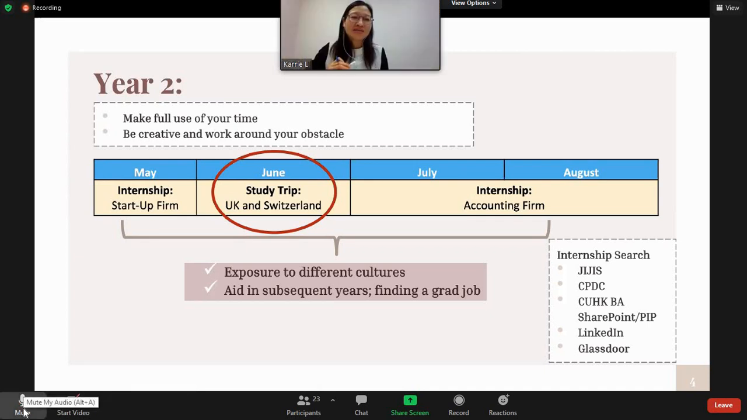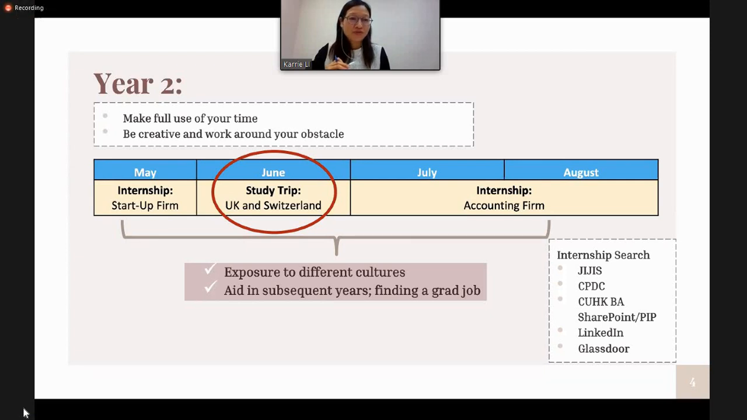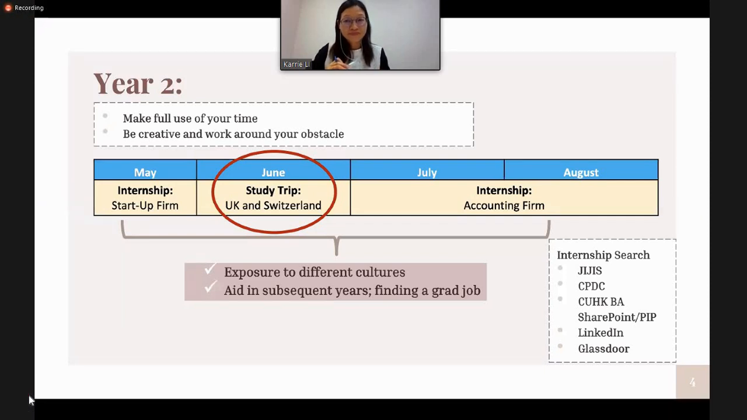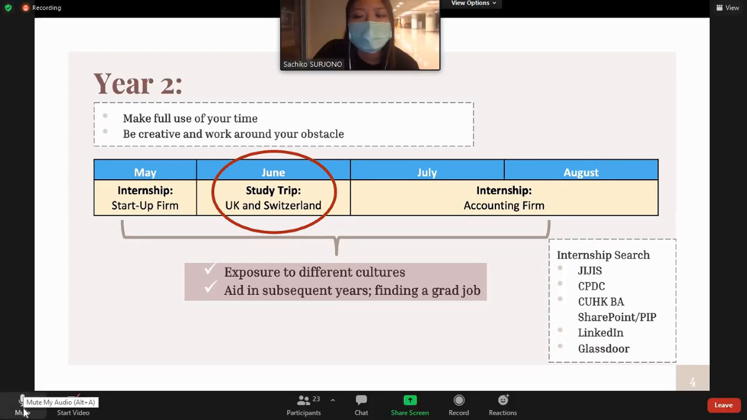So we should always be more proactive in looking for opportunities, even though the pandemic is still here, right? Both, you can do both. But I think for research, they don't post so much in CPDC. Yeah, so I think going to your professor is much easier.